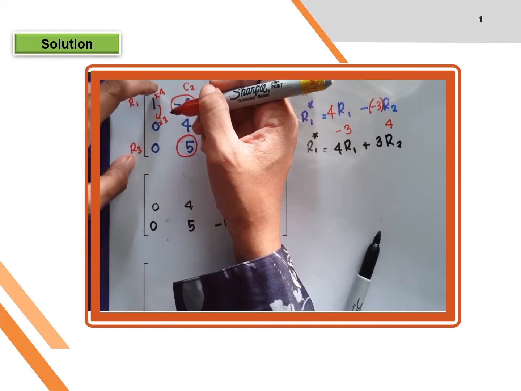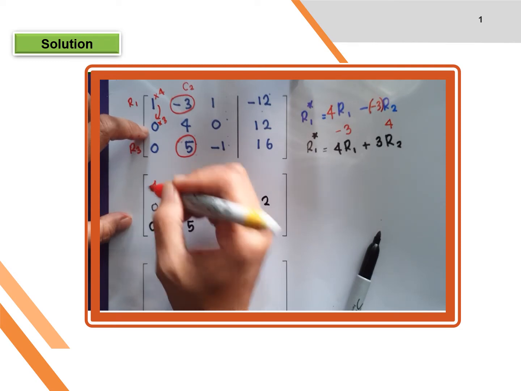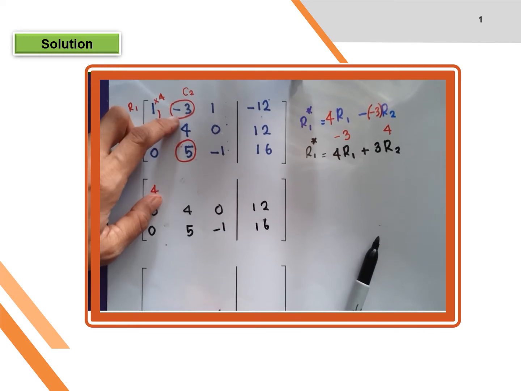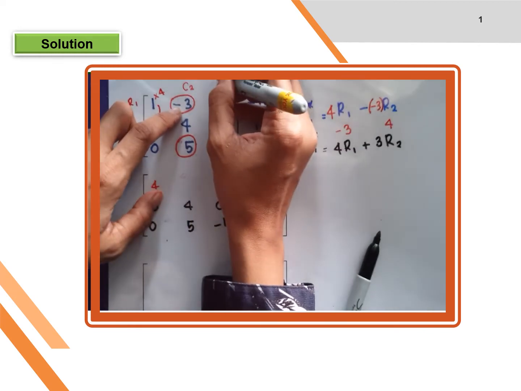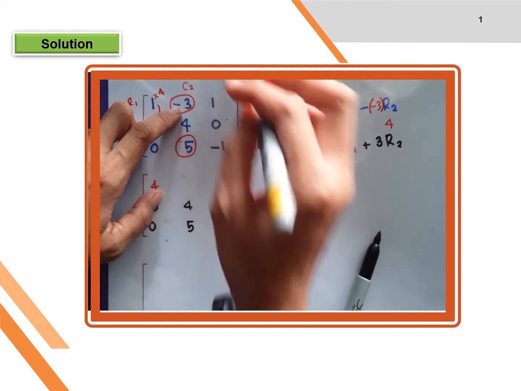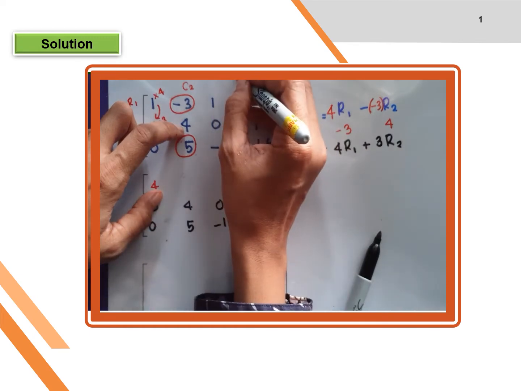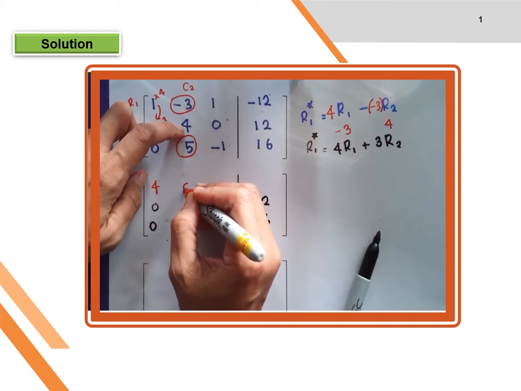So 1 times 4 is equal to 4 minus 0. So here should be 4. And then next, going to the second column. 4 times row number 1, 4 times 3 equal to -12. And then plus 3 times row number 2, plus 12. So here is equal to 0.